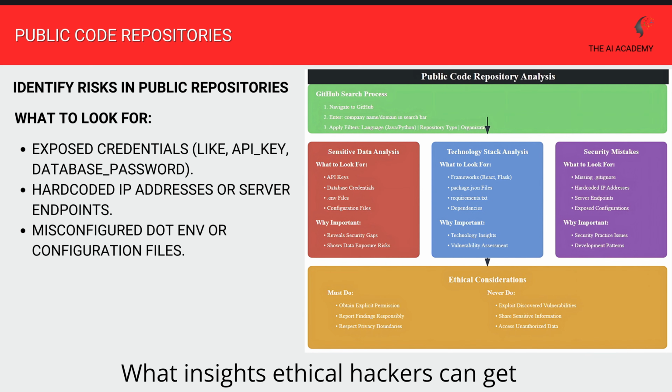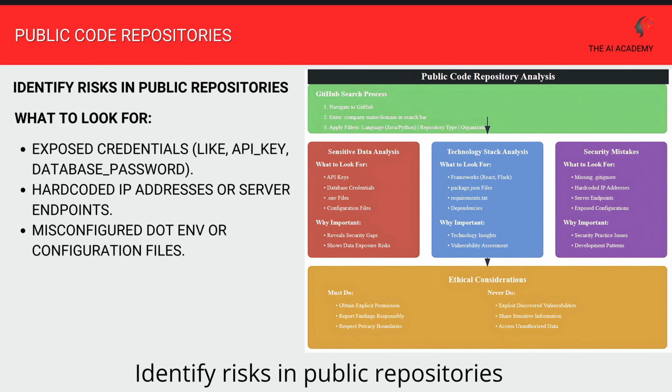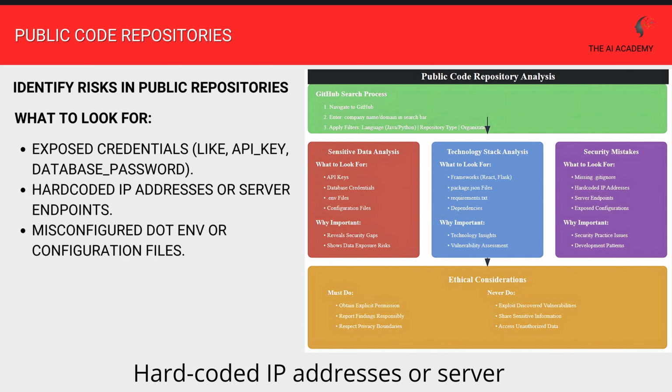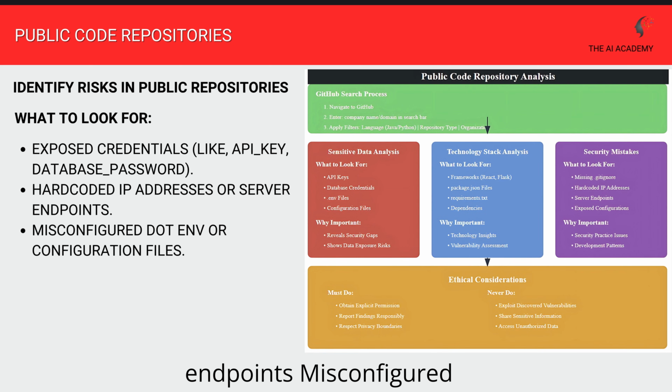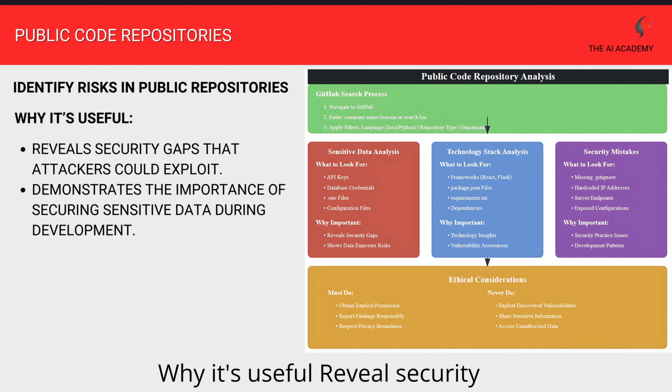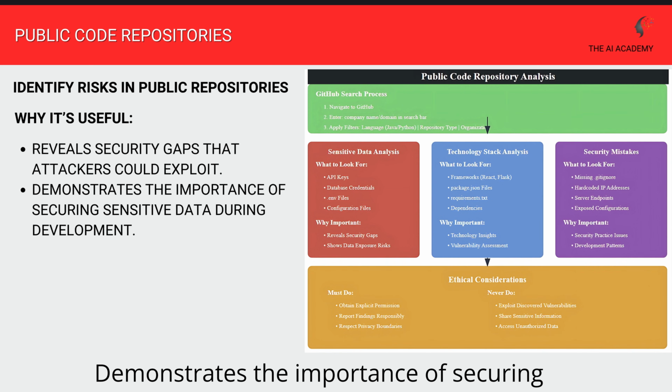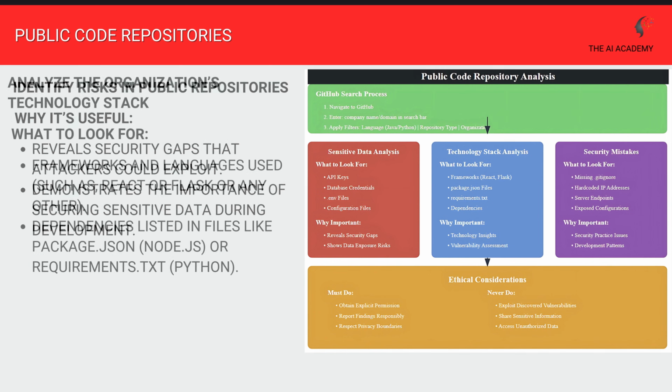What insights ethical hackers can get. Identify risks in public repositories. What to look for: exposed credentials, like API_key, database_password; hard-coded IP addresses or server endpoints; misconfigured .env or configuration files. Why it's useful: it reveals security gaps that attackers could exploit and demonstrates the importance of securing sensitive data during development.